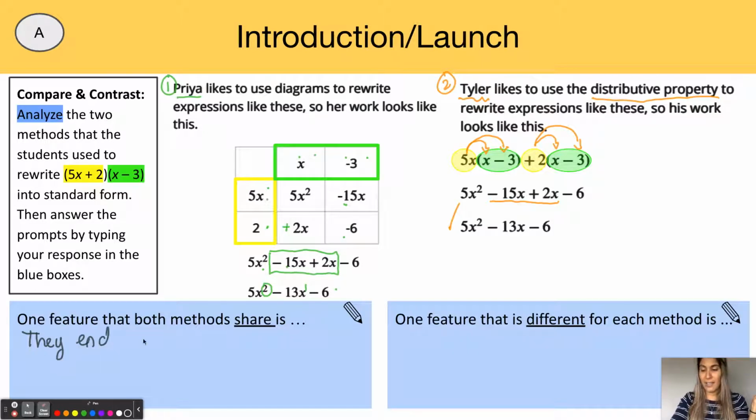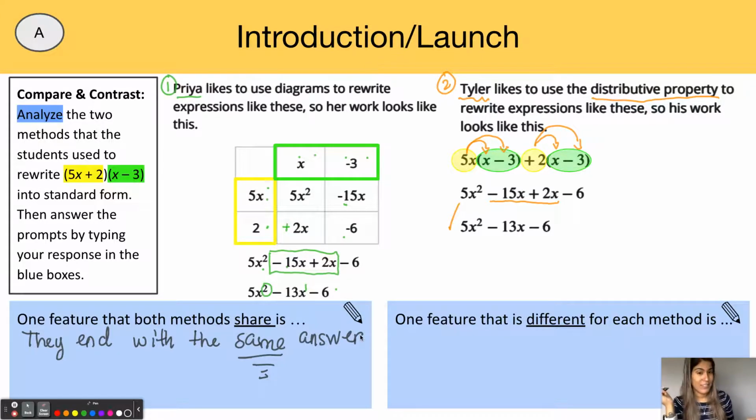They end with the same answer. So that is a feature that is similar. If you notice another feature, you could go ahead and write that one down.